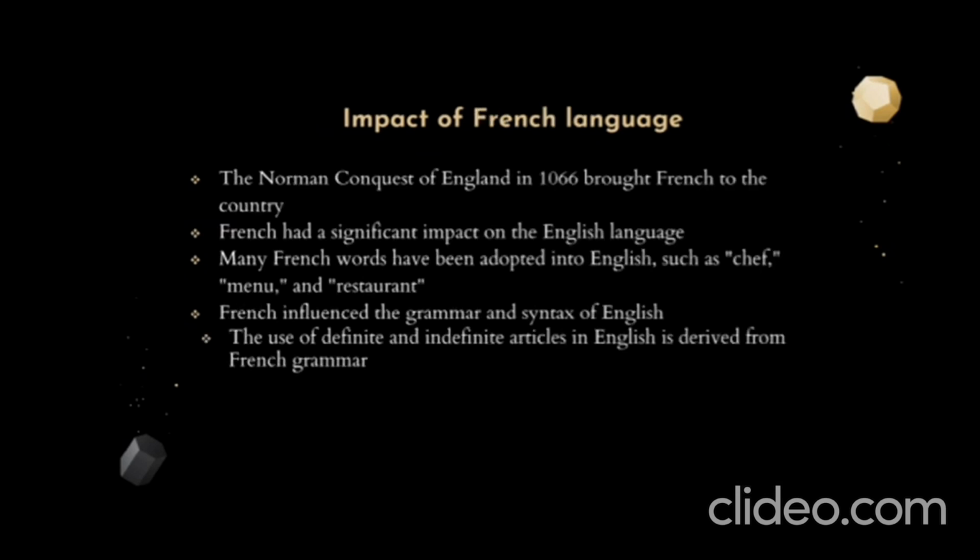The Norman conquest of England in 1066 brought French to the country, and with it came a significant impact on the English language. The French influence on English can be seen in the large number of French words that have been adapted into English. Words such as chef, menu, and restaurant all are French in origin. French also had an impact on the grammar and syntax of English, with the use of definite and indefinite articles being derived from French grammar.